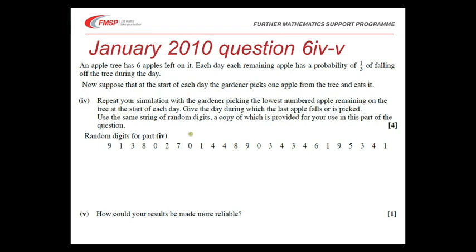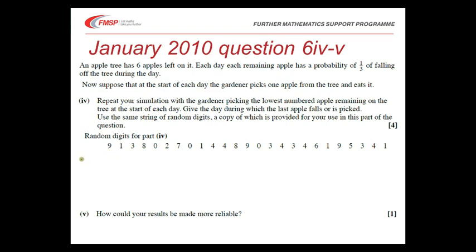Now, last couple of parts. Now suppose an apple has 6 apples left on it each day. Apple probability of a third, that's the same. Now suppose that at the start of each day the gardener picks one apple from the tree and eats it. Repeat your simulation with the gardener picking the lowest numbered apple remaining on the tree at the start of each day. Give the day during which the last apple falls or is picked. Use the same string of random digits, a copy of which is provided for use in this part of the question. It's a new copy in this part of the question, so we're going to start again from the beginning.